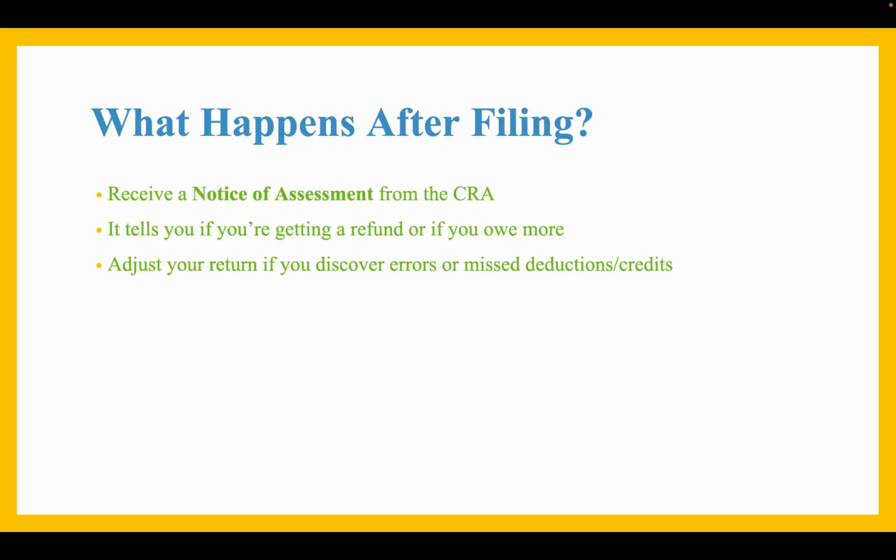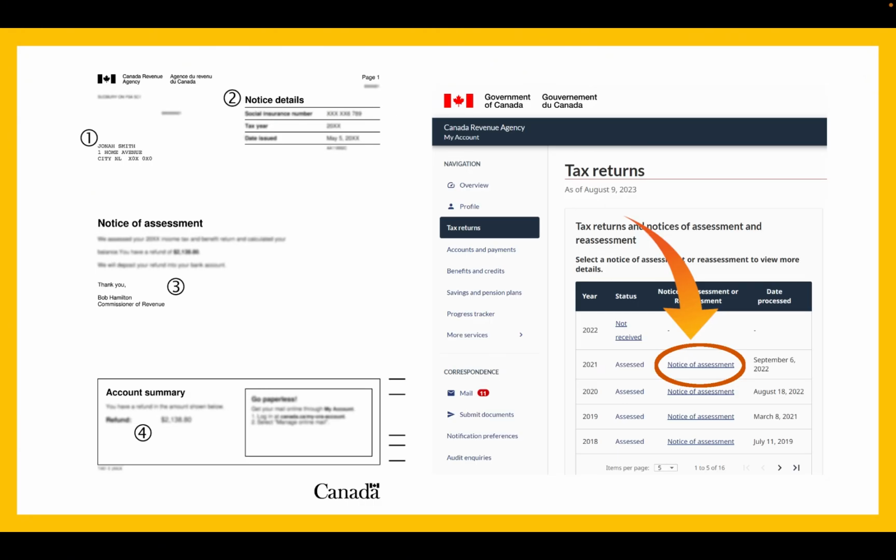What happens after filing taxes? After you file, you'll receive a notice of assessment, NOA, from the CRA. This notice tells you if you're getting a refund or if you owe more, and it shows any errors or missed deductions. It typically includes your name, address, SIN, the tax year, the issue date, and an assessment account summary. I am going to show you an example of what the NOA you will receive from the CRA will look like. You can find the NOA online using your CRA account if you have one.